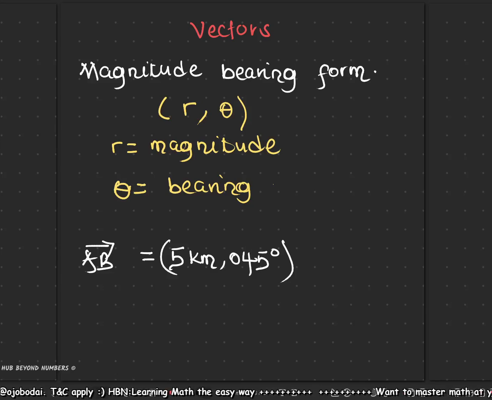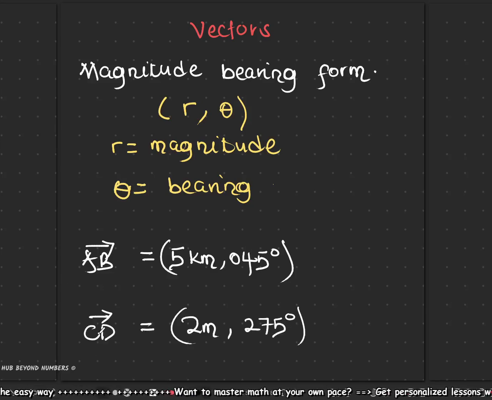This can be another example. We have CD, which is 2 meters and 275 degrees. So this should tell you that your magnitude should always have a unit, whilst your bearing should always be the true bearing, or it should be a 3-figure bearing.